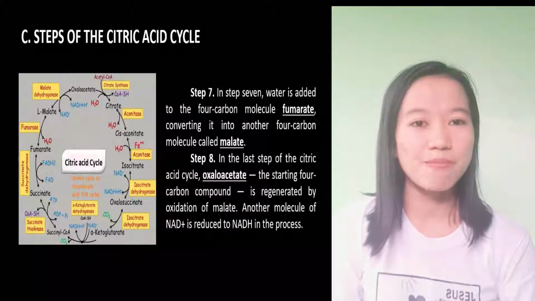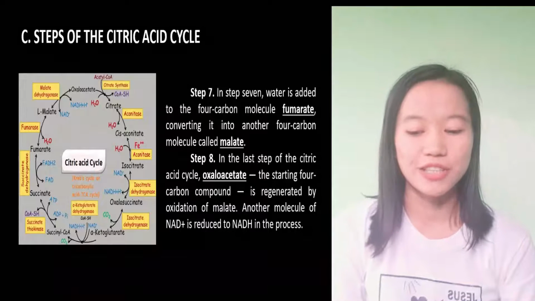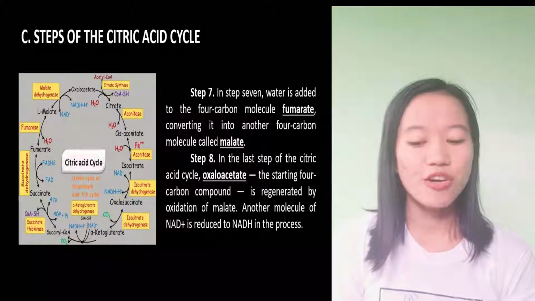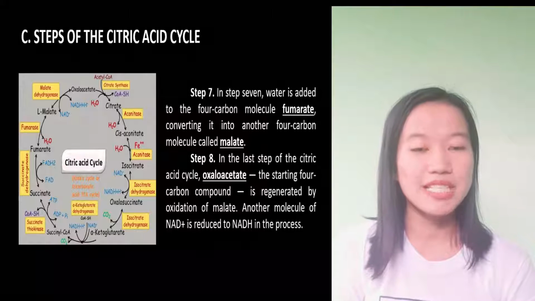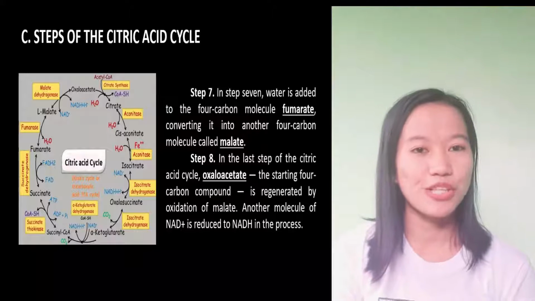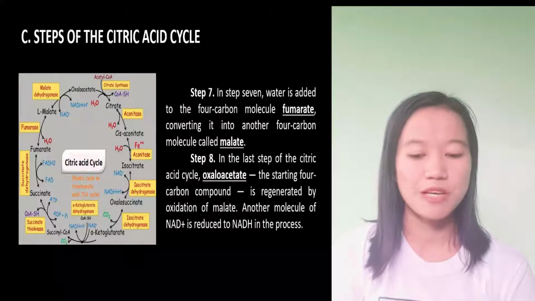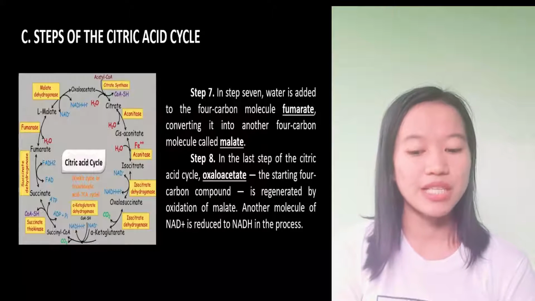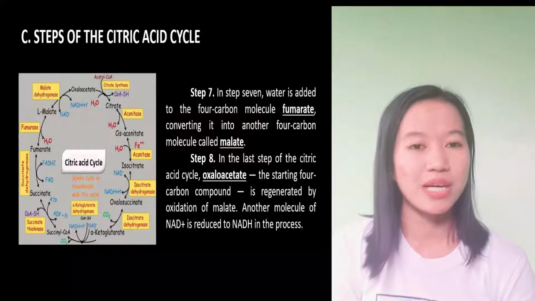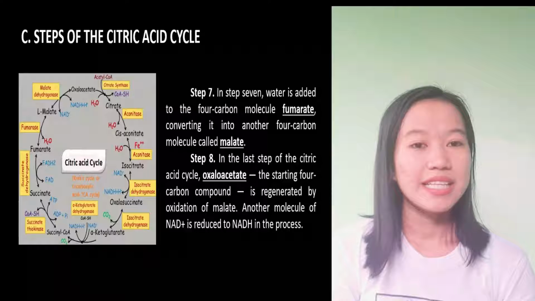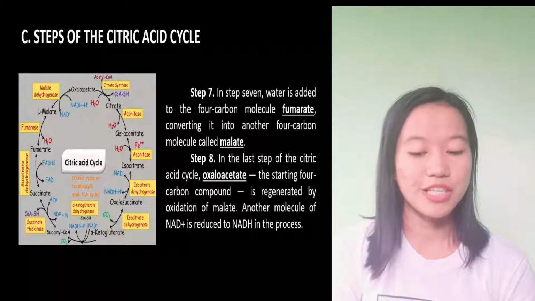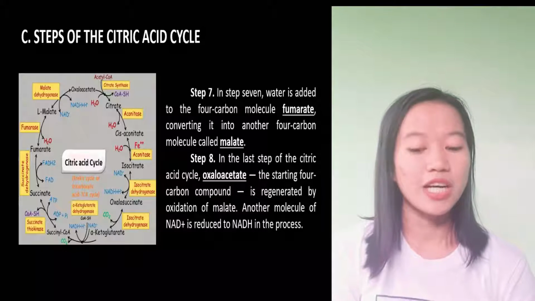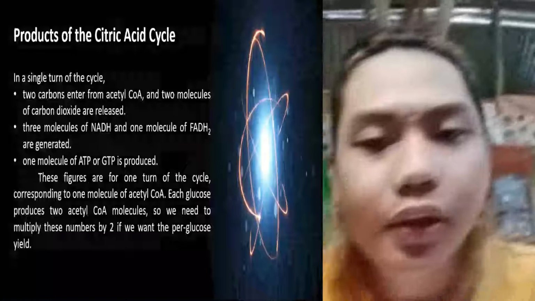It is the last step in the citric acid cycle that regenerates oxaloacetate by oxidizing malate, and another molecule of NADH is produced. The starting 4-carbon compound is regenerated by oxidation of malate, and NAD+ is reduced to NADH in this process.